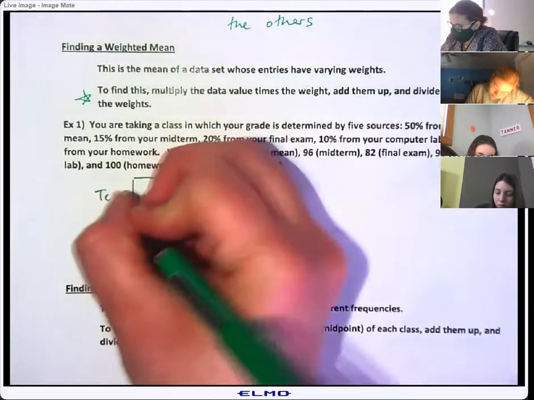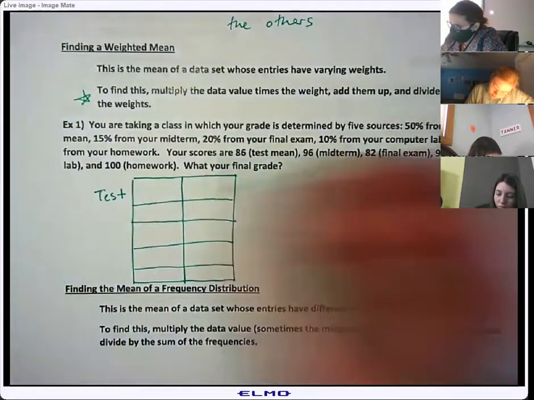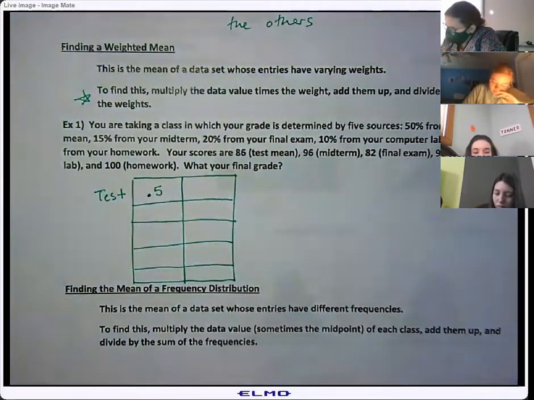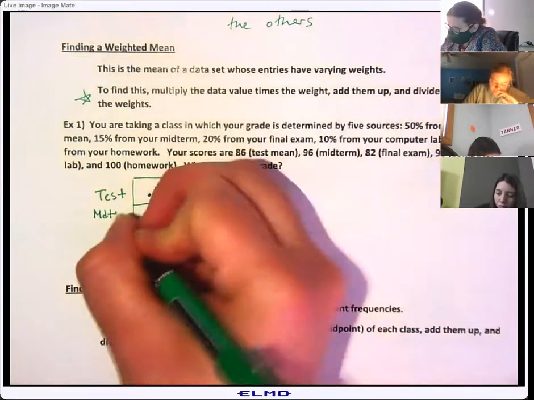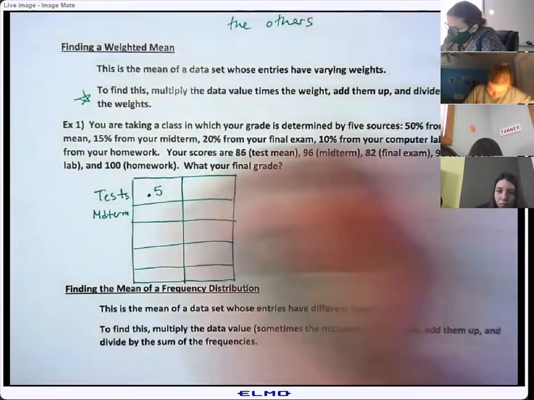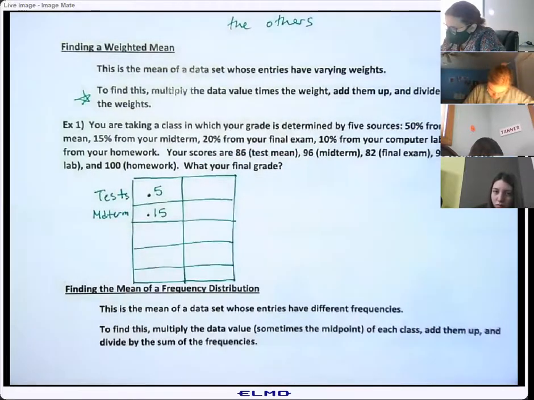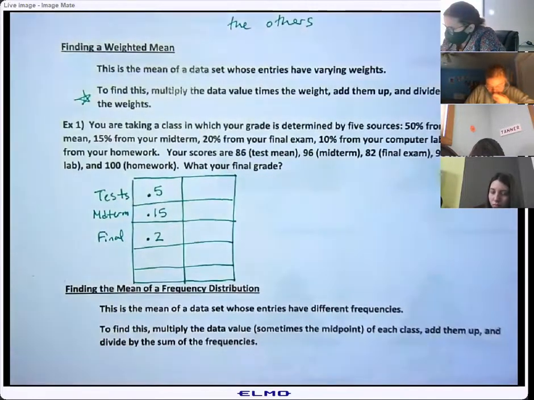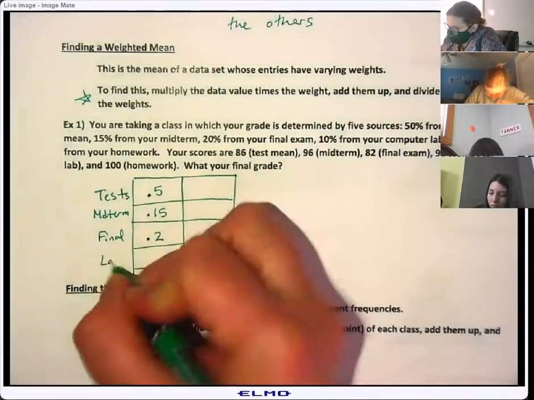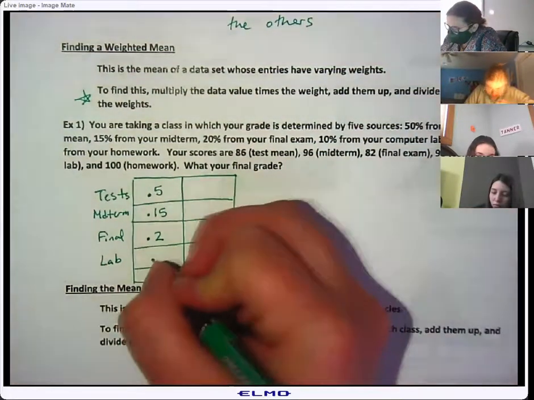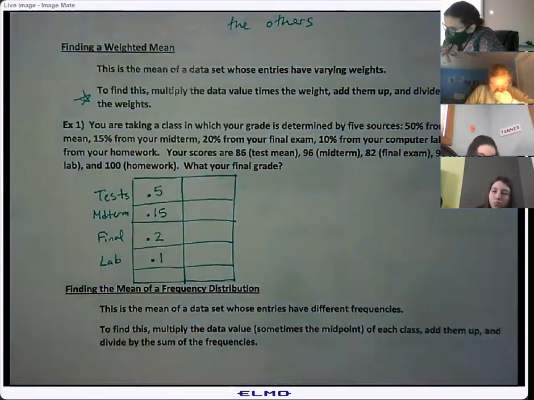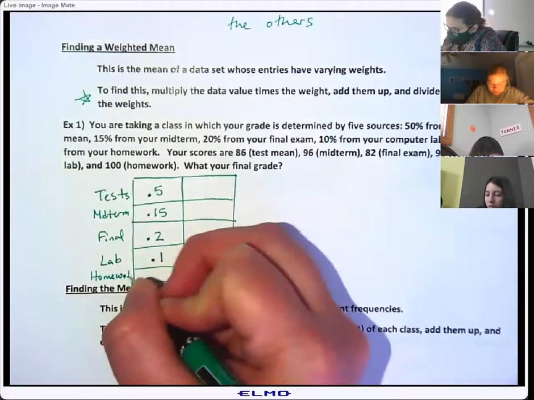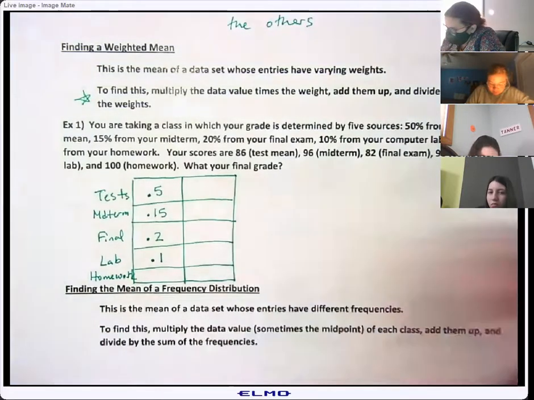All right, so this is the test. And that's 50% of your grade. So I'm going to write 0.5. And there's a midterm. And these are 15%. That's 15% of your grade. Your final exam is 20%. Your computer lab work should be 10%. And your homework is 5%.